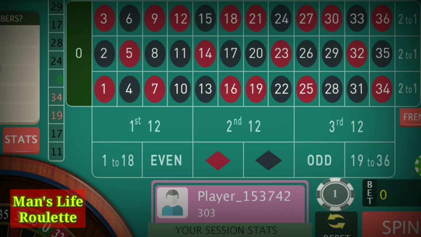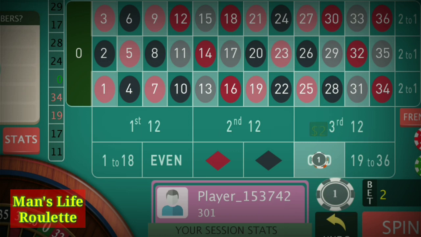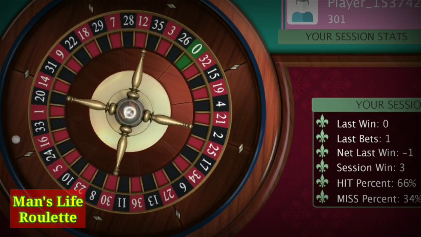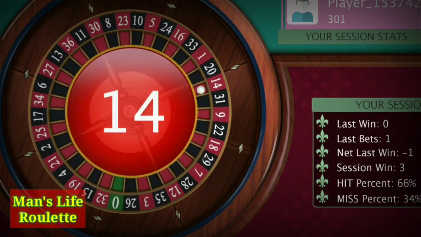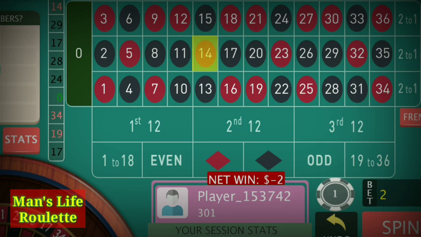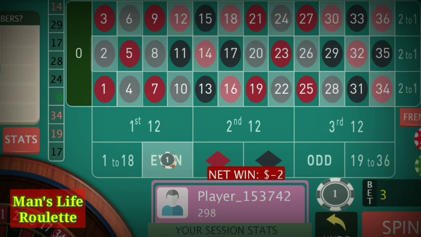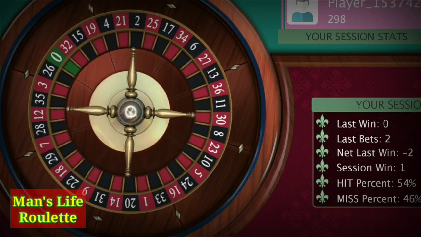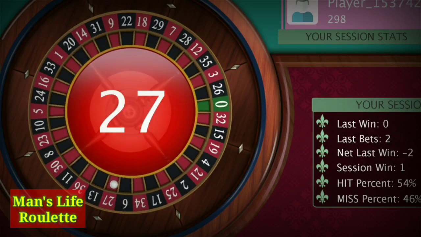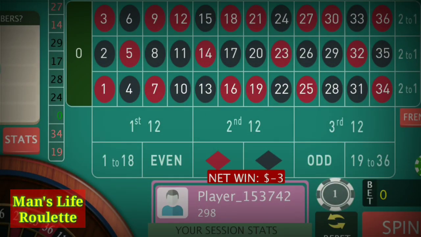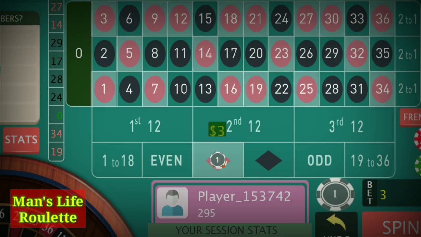The last spin was at 1 unit and I lose. So this time it's 2 units. It's 14. Again a losing one. So I have decided to go with 3 units. It's 27, the odd number. So time for 4 units this time.